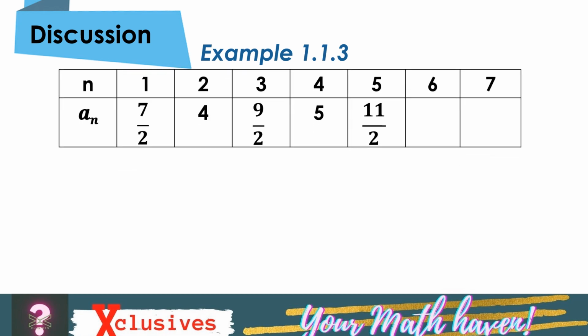Now we are on our favorite part, finding the rule of the sequence. So going back, 7 halves or 7/2 is our first term, followed by 4 is our second term. So what did we add to 7 halves to get 4? That would be 7 halves plus 1 half.